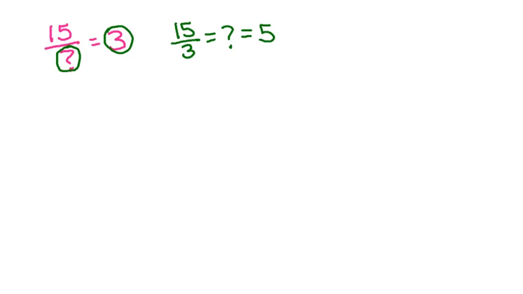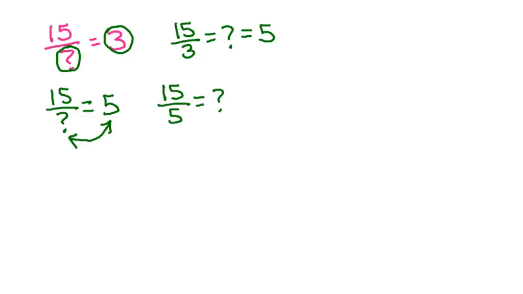Or if we have 15 divided by question mark equals 5, well, we can swap this question mark for the number on the other side of the equals sign. So we can get 15 divided by 5 equals question mark instead, which is an easier way to look at it. So 15 divided by 5 equals 3. So in this case, question mark equals 3.